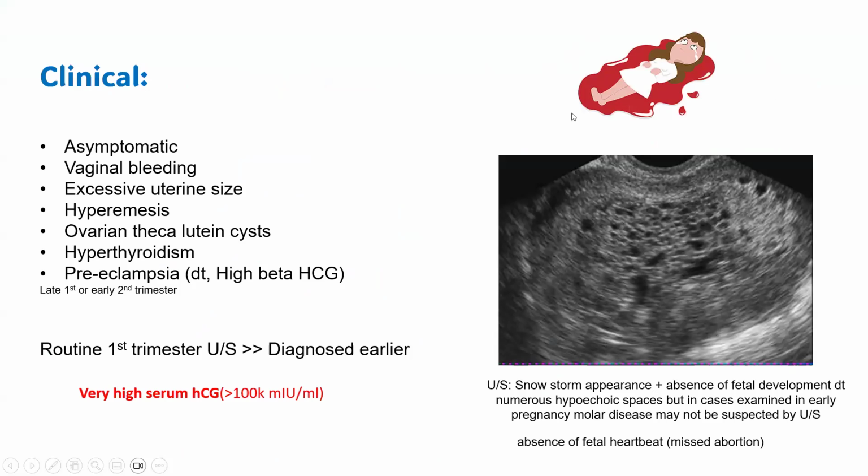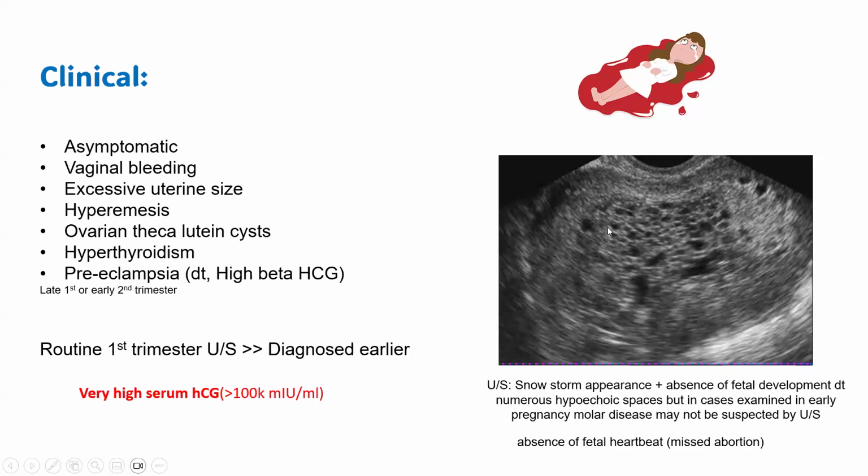Would my patient only come complaining of vaginal bleeding? No, actually, you can detect this case where she's asymptomatic. This actually occurs with the cases that go for routine first trimester ultrasound. They can be diagnosed earlier, despite the fact that the signs wouldn't be as clear as the later signs, but this can be detected, okay? She might have vaginal bleeding, excessive uterine size, hyperemesis, ovarian theca lutein cysts, hyperthyroidism, even preeclampsia, owing to the very high levels of beta HCG in this patient.